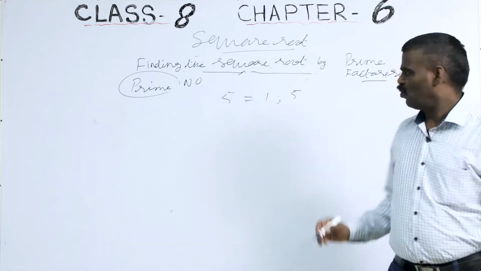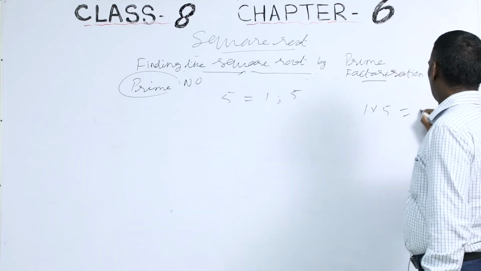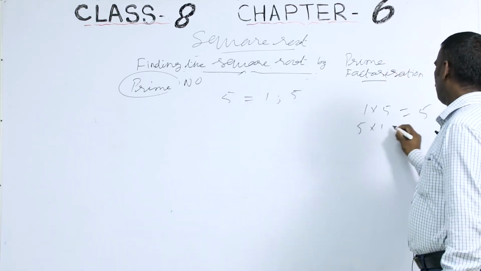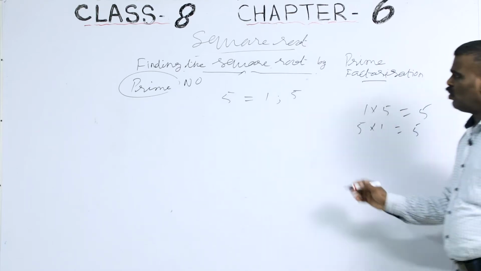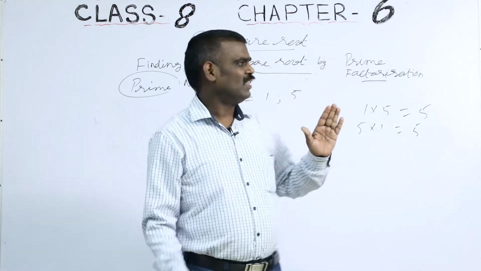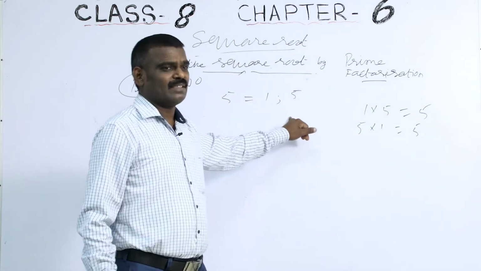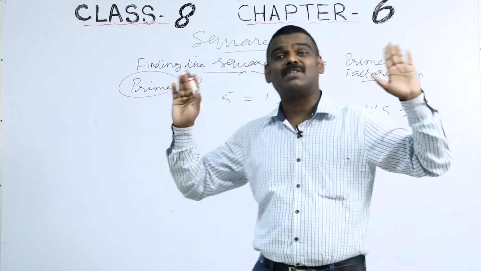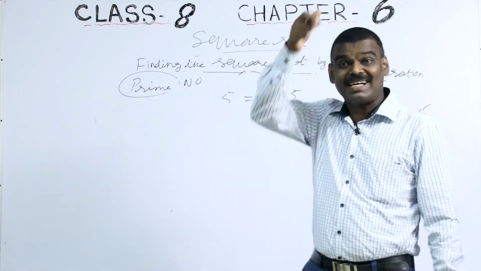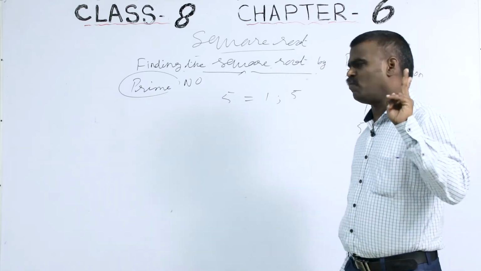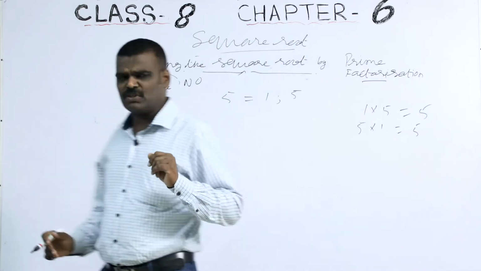1 into 5 is equal to 5. Again, 5 into 1 is equal to 5. No other number can divide. So, only two factors should be there. Then those numbers are called what numbers? Prime numbers. Not more than 2, not less than 2, exactly 2 factors. Can you give some more examples?